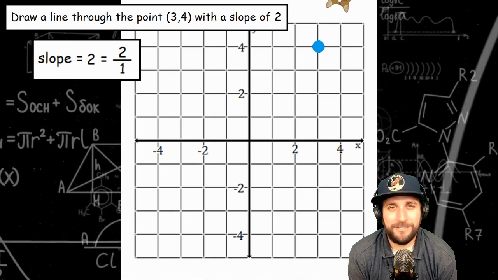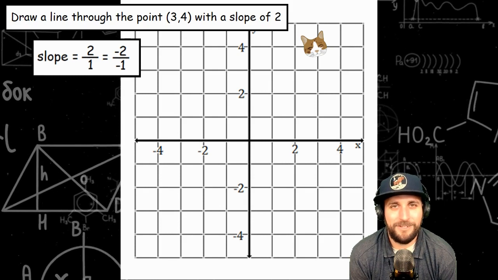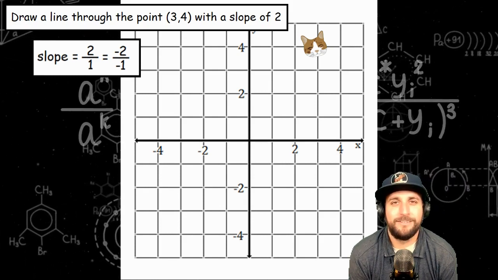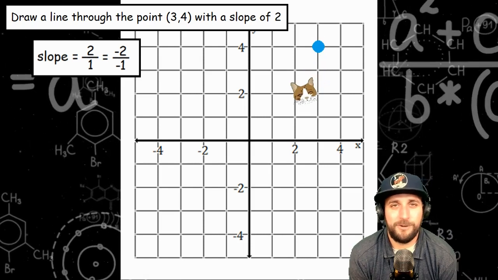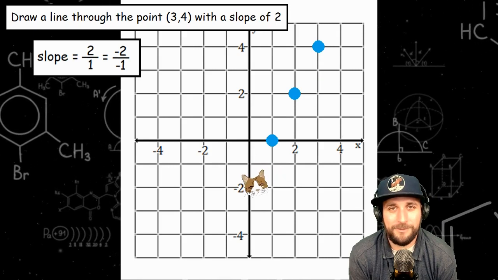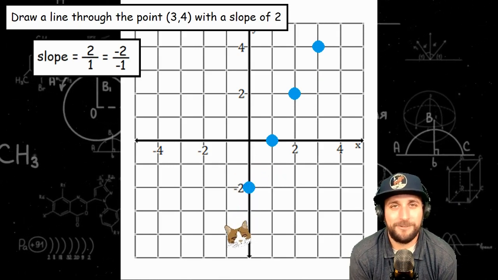So I can go down 2 and backwards 1. Negative 2 over negative 1 is the same as positive 2 over positive 1. So down 2, backwards 1, ordered pair. Down 2, backwards 1.